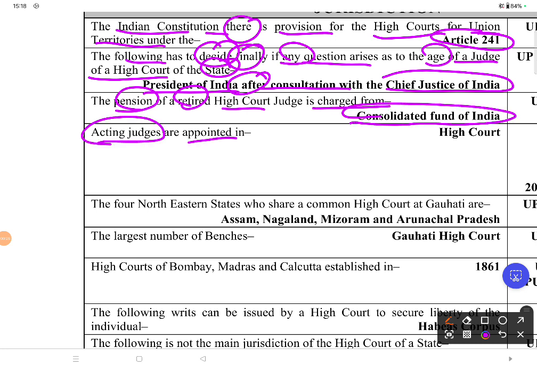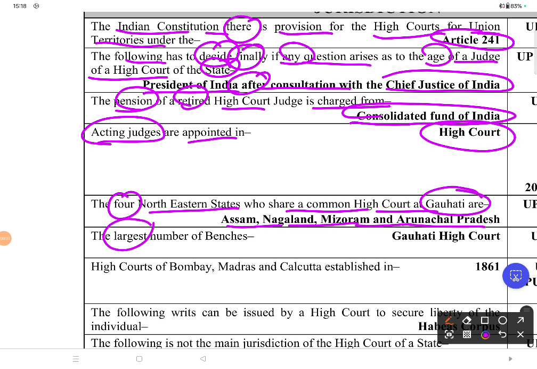Acting judges are appointed in High Court. The four northeastern states who share a common High Court at Guwahati are Assam, Nagaland, Mizoram and Arunachal Pradesh. The largest number of benches: Guwahati High Court. High Courts of Bombay, Madras, Calcutta were established in 1861.